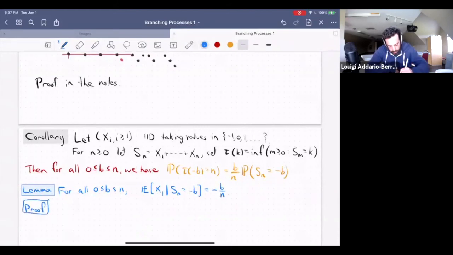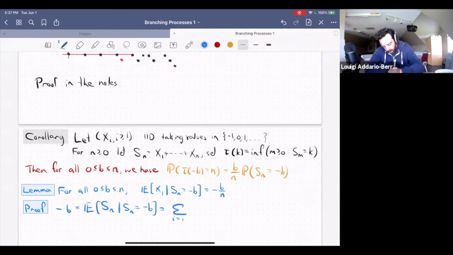And this is really just due to the exchangeability of the random variables, but let me write it out. So minus b is the expected value of Sn given that Sn is equal to minus b. This looks like a bit of a silly thing to write. But then by linearity of expectation, I can write that as a sum for i from 1 to n of the expected value of xi given that Sn is minus b.